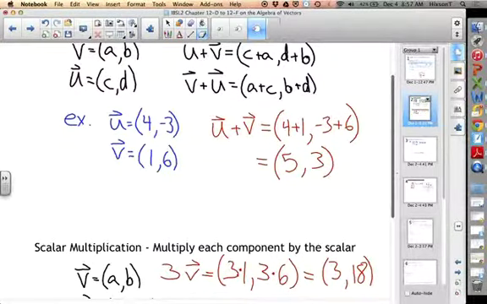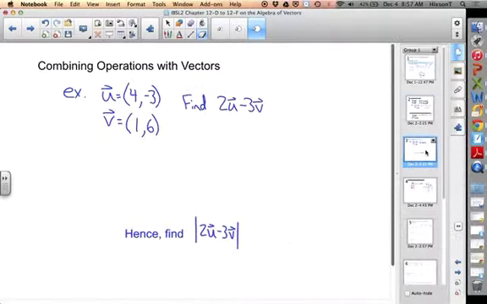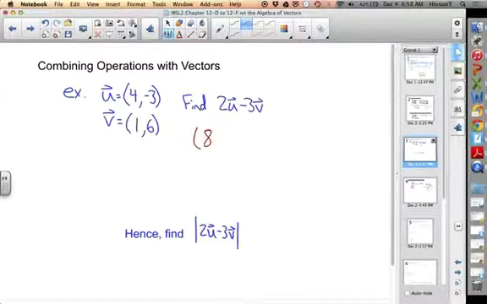We also are able to combine these. Alright? We can combine our operations. Here's another example. We could do something like 2u minus 3v. So, in this example, what would 2u equal? Alright, good. (8, negative 6).